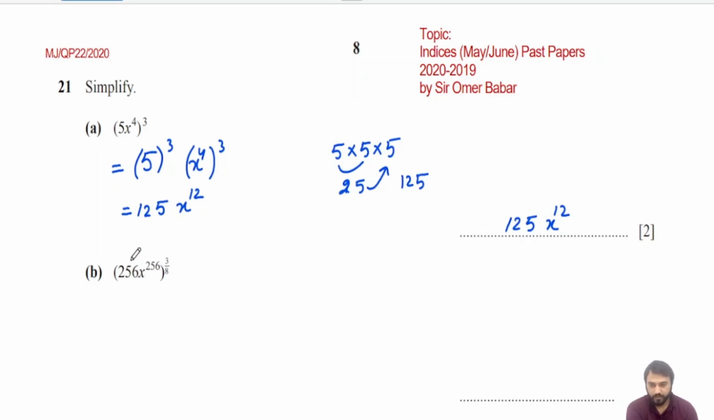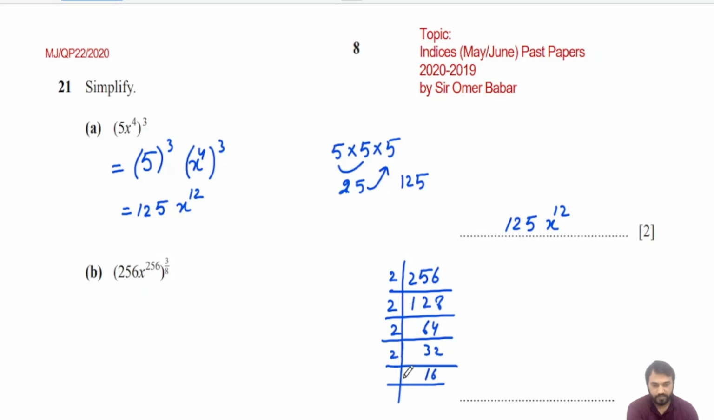How can we do that? We have to make prime factors of 256. First of all, it will be 2 1 time, 2 times, 8 times, 64 times, 32 times, 16 times, 8 times, 4 times, and of course 2 times, and the last one is 1 time. Okay, how many 2 we have? 1 2 3 4 5 6 7 8. So I can write 2 raised to power 8, and x raised to power 256 remains the same.